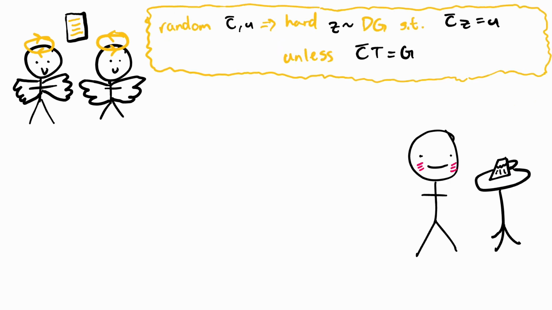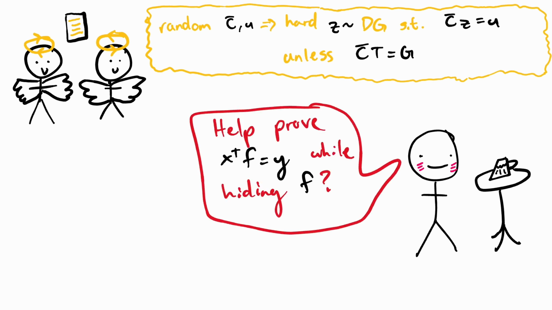Bang! So if we have randomish C bar and U, it's hard to sample Z from the discrete Gaussian unless you know C bar T equals G. But like, how does it actually help me?